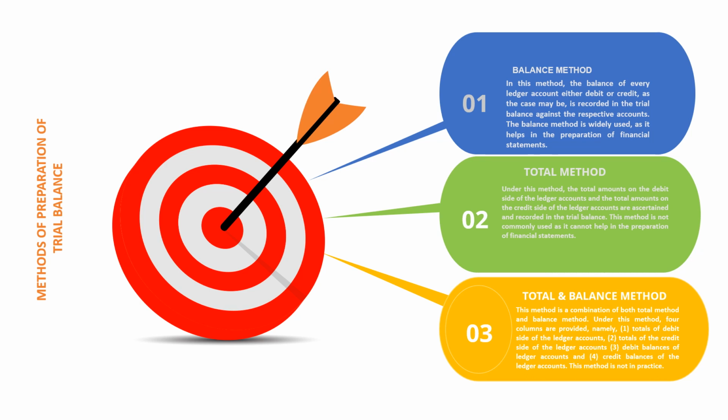3. Total and balance method. This method is a combination of both total method and balance method. Under this method, 4 columns are provided, namely, 1. Totals of debit side of the ledger accounts. 2. Totals of the credit side of the ledger accounts. 3. Debit balances of ledger accounts, and 4. Credit balances of the ledger accounts. This method is not in practice.